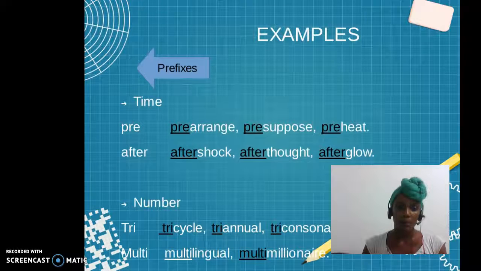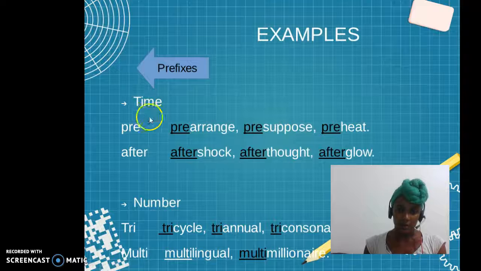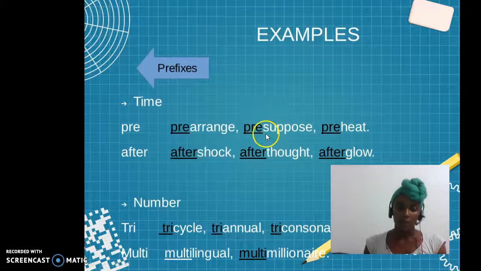These are some examples of prefixes. In this case, pre and after mean time. You can say it is before the word. Prearranged, presupposed, preheat, aftershock, afterthought, afterglow. And in this case, tri and multi mean number.